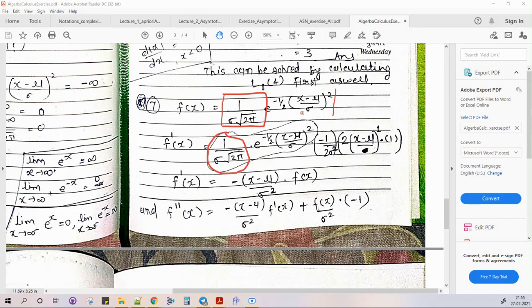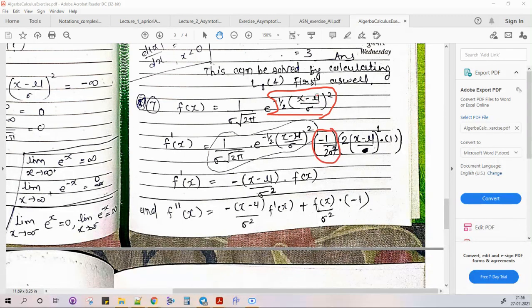Now what is the differentiation of e to the power x? It is similar, e to the power x, so I have written this e to the power x as it is. Now this is not a pure function, it is a function of a function, so I need to take the differentiation of this thing again. Minus 1 by 2 sigma square is constant, so I have just taken the constant as it is.